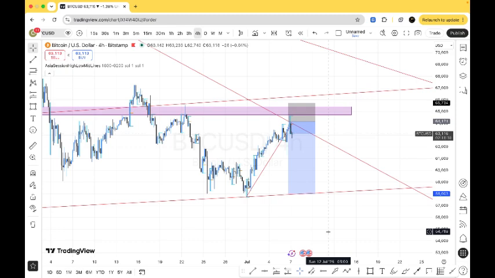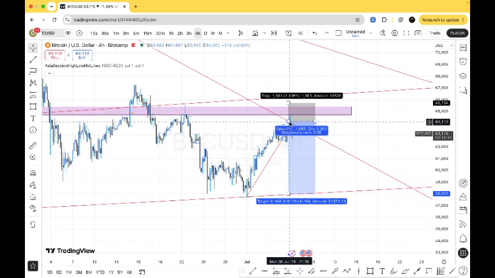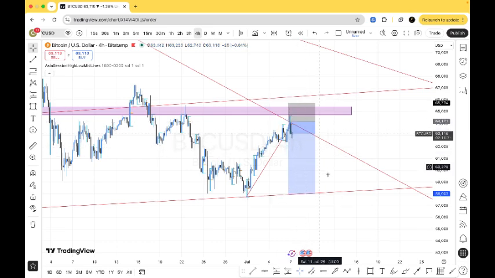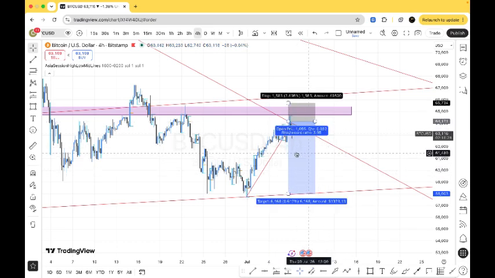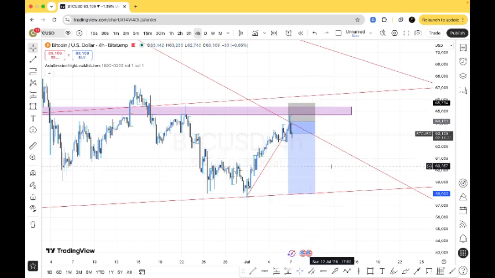So we analyzed Bitcoin yesterday and we placed the pending order right here that got activated. If you see, we're currently in profits. Let me know in the comment section if you actually took this trade and if you set the pending order.